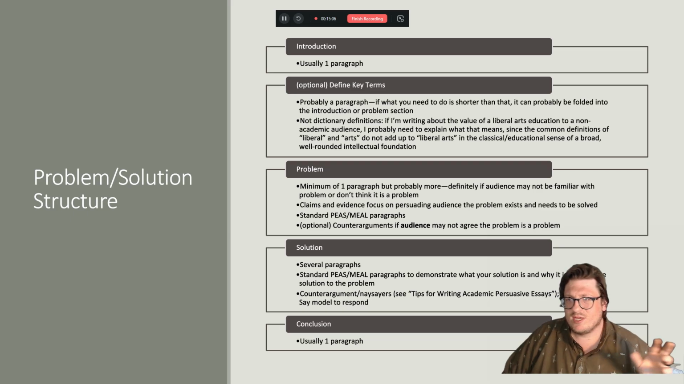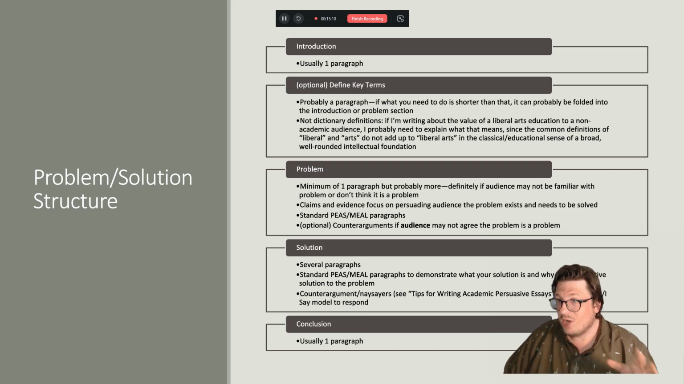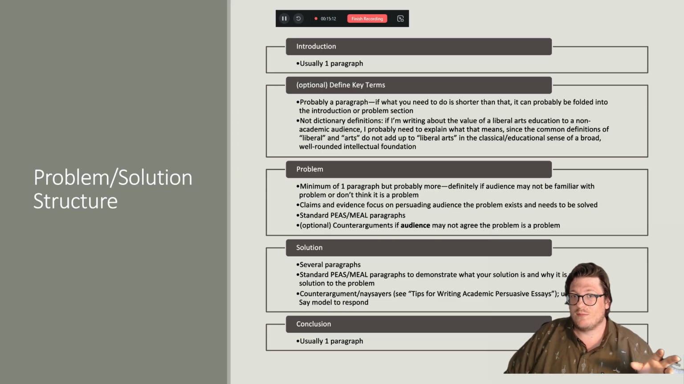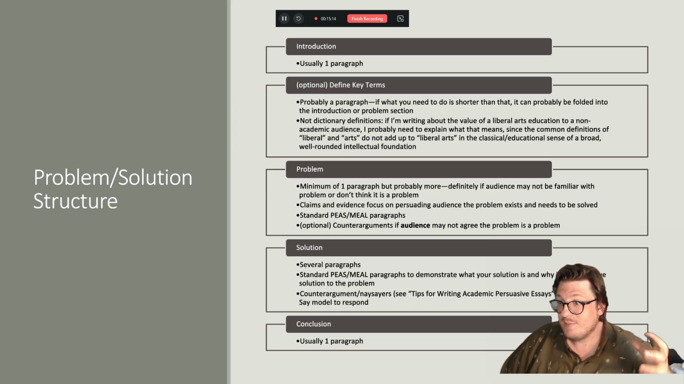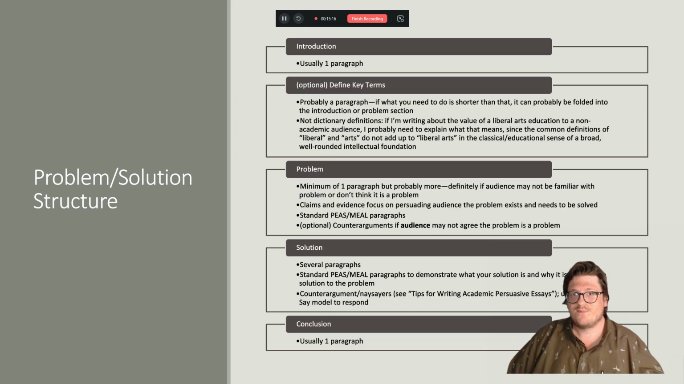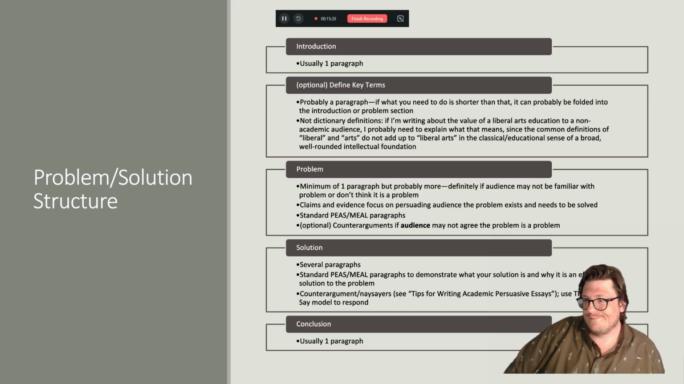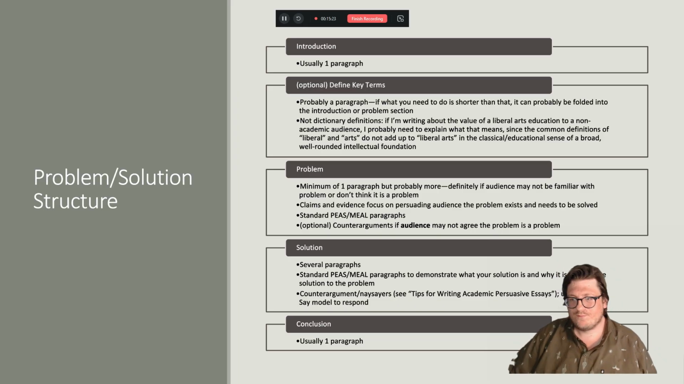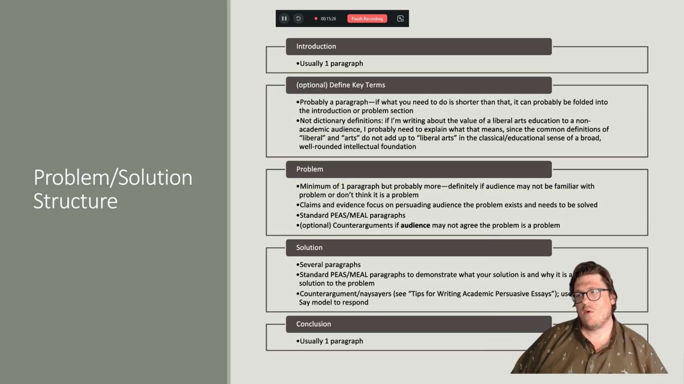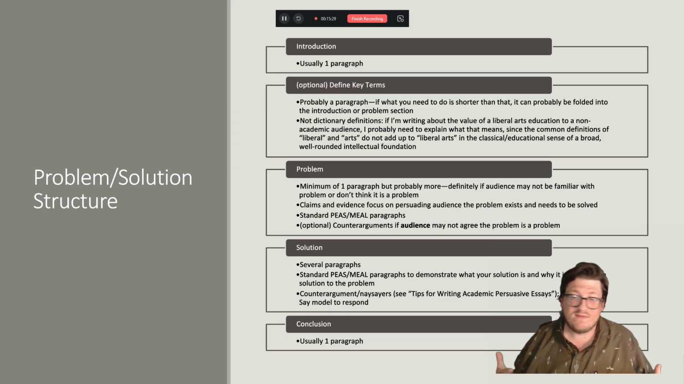Since the common definitions of liberal and arts do not add up to liberal arts in the classical education sense of a broad, well-rounded intellectual foundation, maybe you have to explain those things to a non-academic audience, something like that. Then your first paragraph of your body is probably going to be identifying what the problem is.